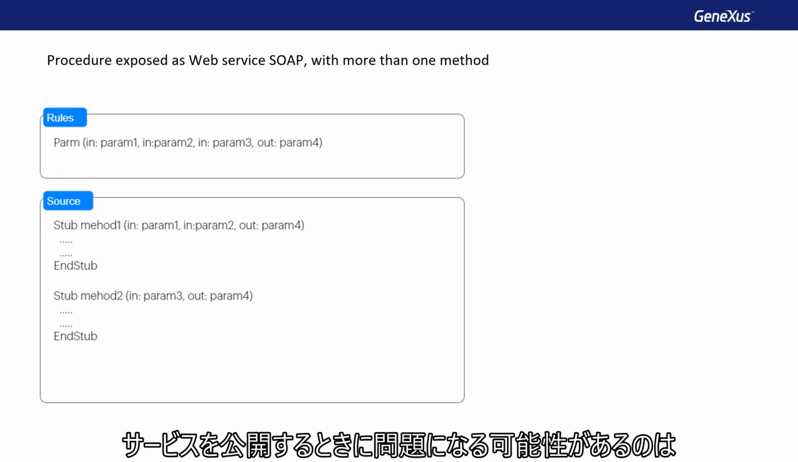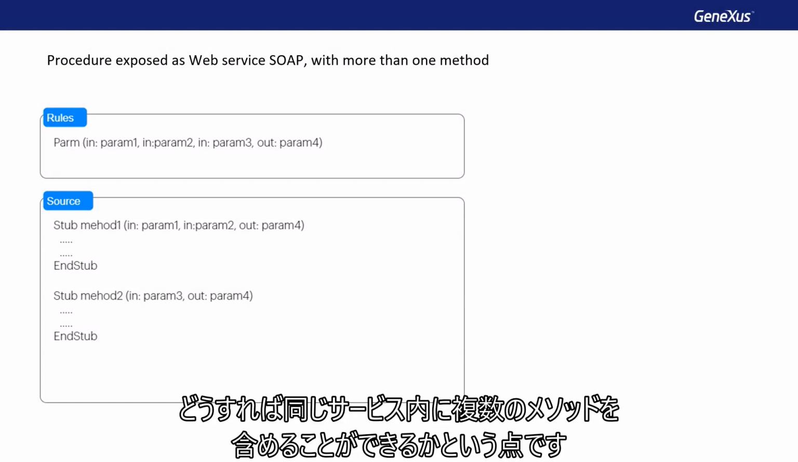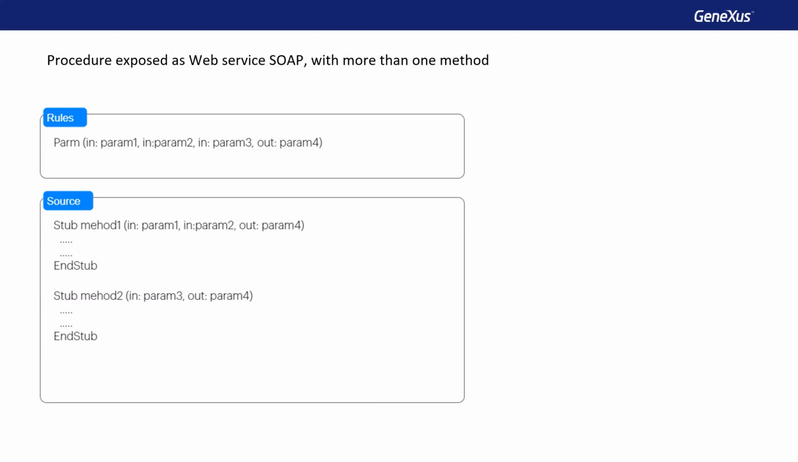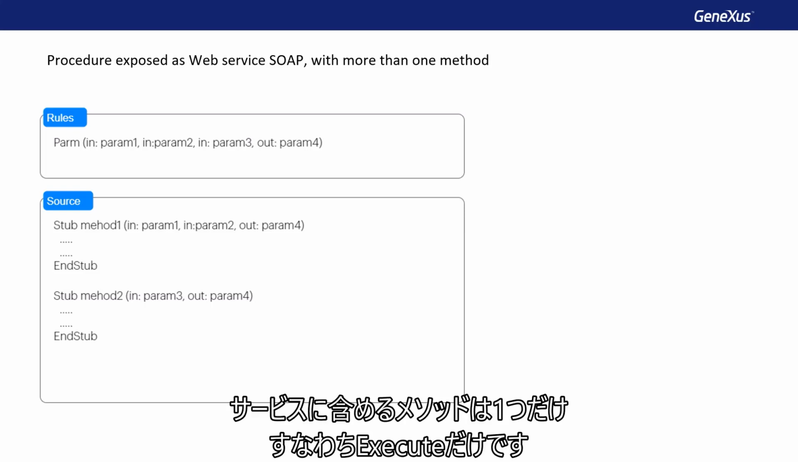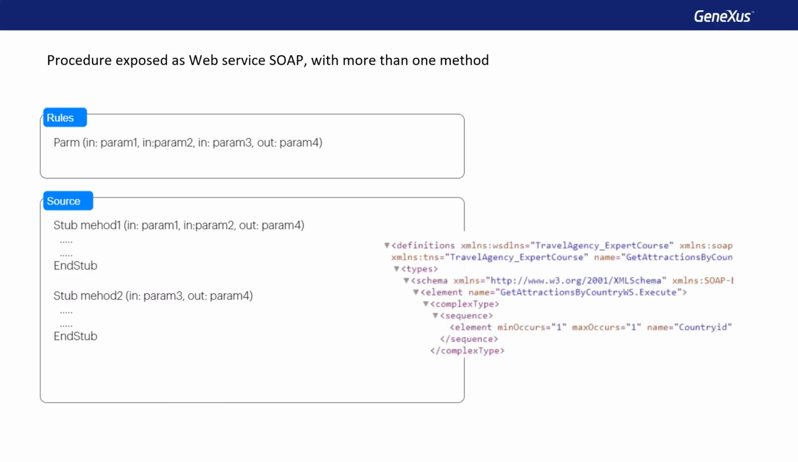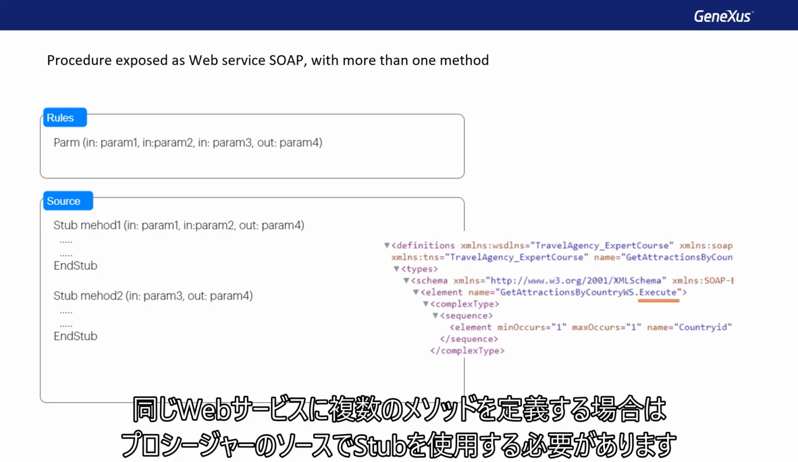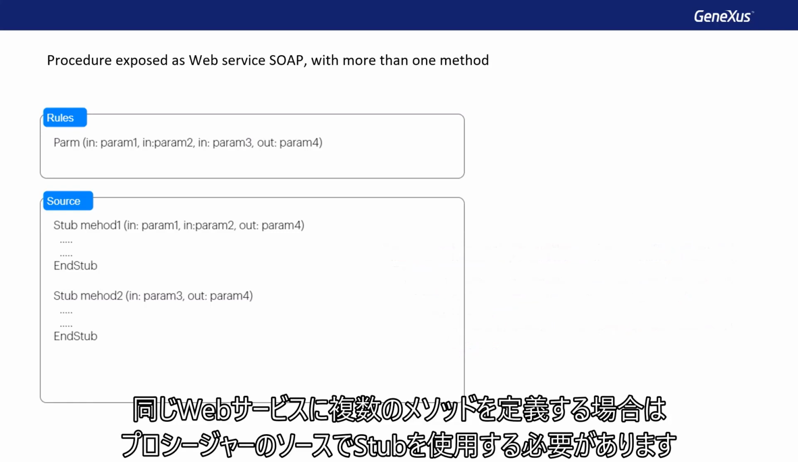Something that may arise when exposing a service is how we can include several methods within the same service. As we already confirmed, if we expose a procedure object as a web service, the service includes only one method, execute. If you need to define more than one method in the same web service, you must use stubs in the procedure source.